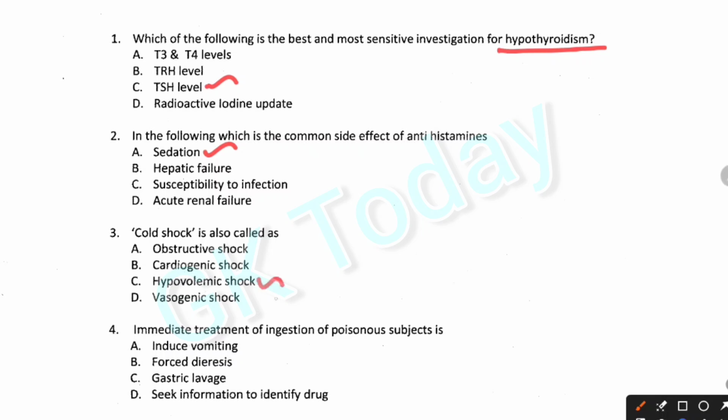Correct answer is option C, hypovolemic shock. Cold shock is also called as hypovolemic shock.